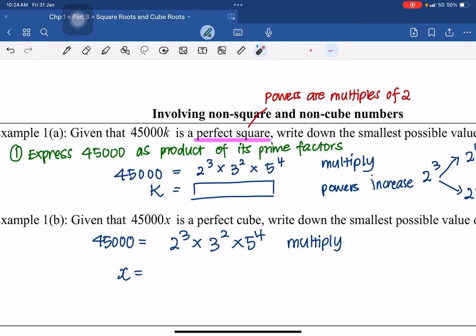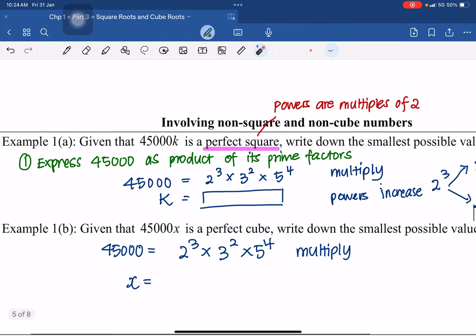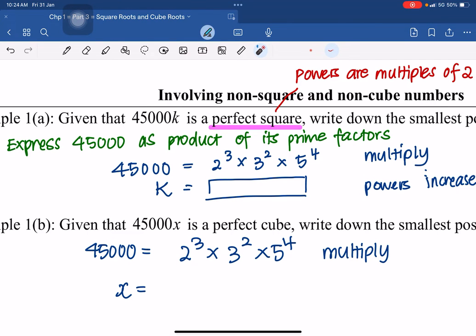What is this number k that I need to multiply to make it become a perfect square? Firstly, which of the factors here are not a perfect square? That means which of the factors here does not have a power that is a multiple of 2? Well, you can see very obviously, this is 2 to the power of 3. The power here is 3. So in this case, this is not a perfect square.